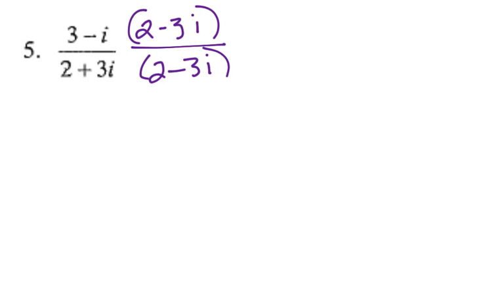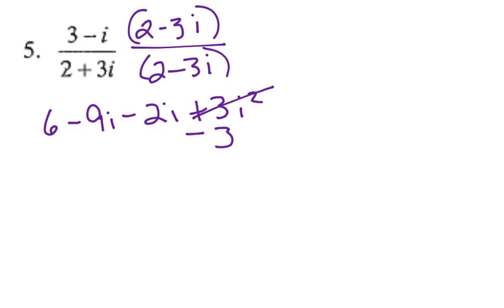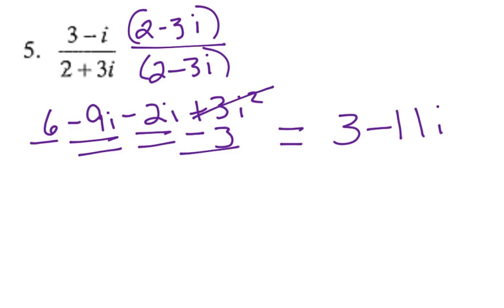On the top, you have to do FOIL, or distribute, all of it. So 3 times 2 is 6, minus 3 times 3i is 9i, minus i times 2 is 2i, minus i times minus 3i is plus 3i squared. But I know that this plus 3i squared has to become minus 3. So that becomes 6 minus 3 is 3. Negative 9i minus 2i is minus 11i. That is the top of the fraction.